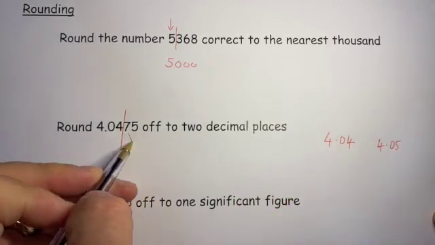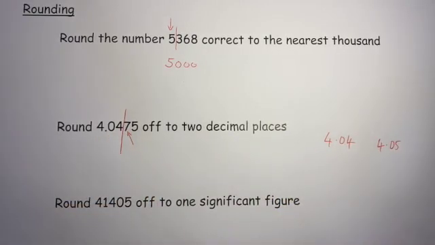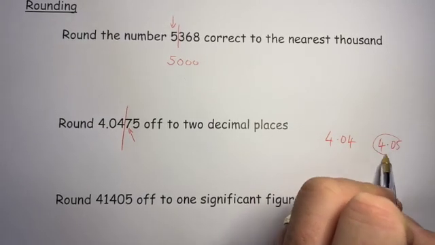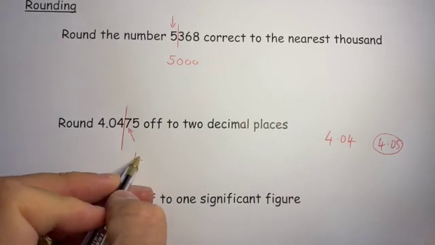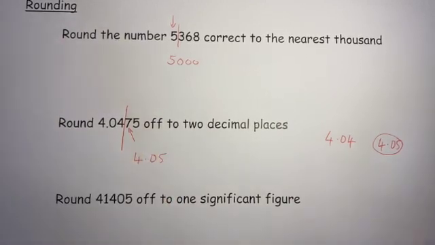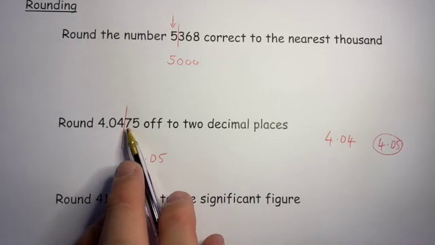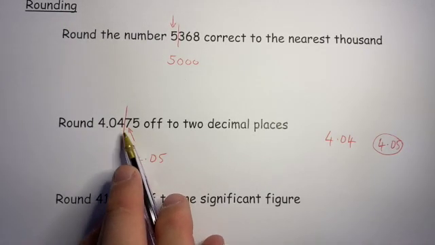You look again at what you're cutting off, just that 1 digit. I'm cutting off a 7. So I'll repeat myself. If I'm cutting off a 5, 6, 7, 8 or 9, I round up. So that is my answer. 4.05 is my answer. If that had been a 4, a 3, a 2, a 1 or a 0, then I would have left it alone.